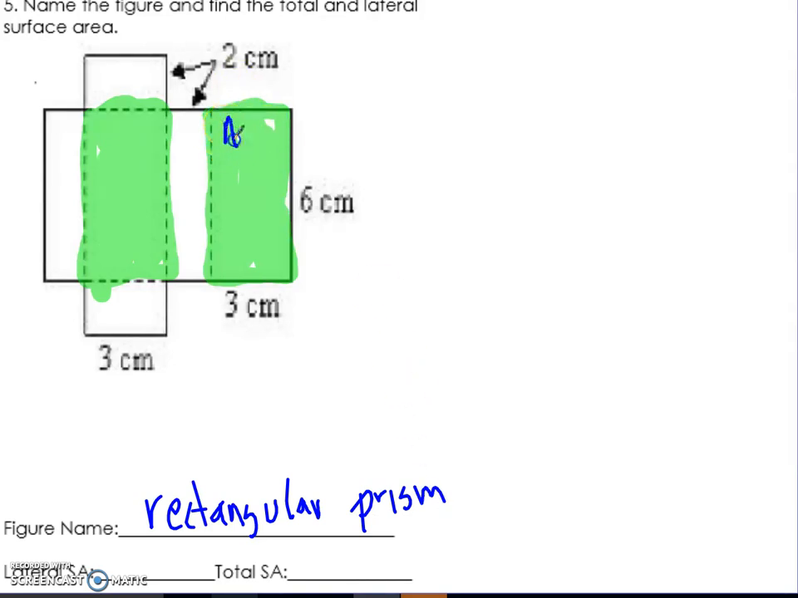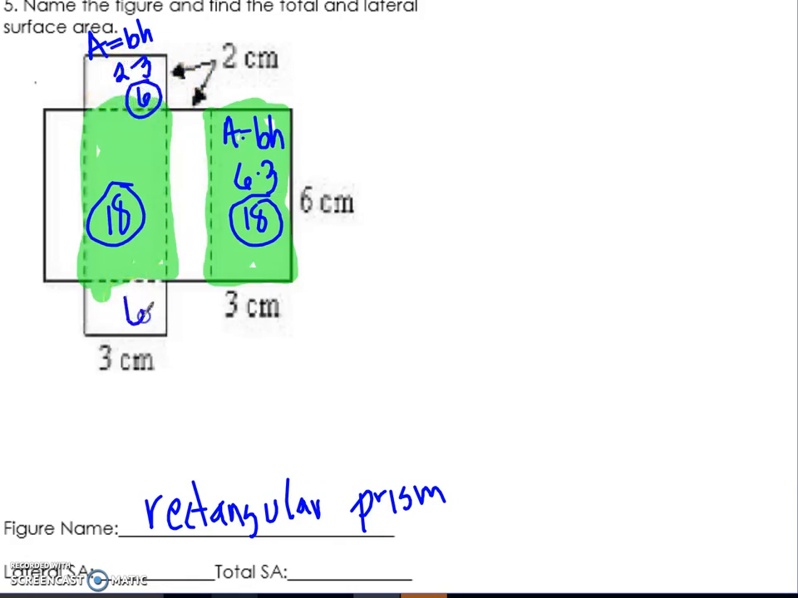Alright, so we have area equals base times height. So 6 times 3 is 18. This is also 18. Okay, this is area equals base times height. So 2 times 3 is 6. So this is 6. All right. Area equals base times height. So we have 6 times 2, which is 12. And this is also 12.